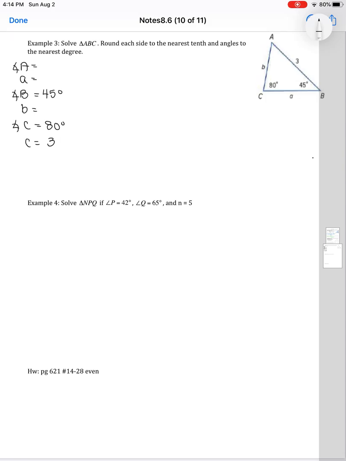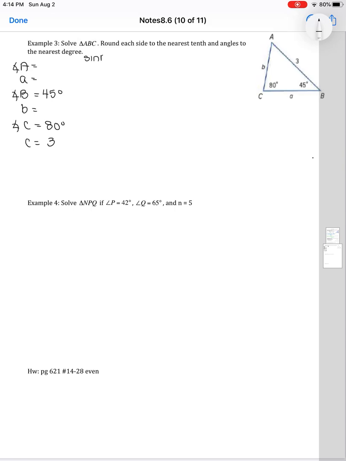So what we have to do is say, all right, I've got to find what's missing. So I'm only going to use the law of sines though. I know there's other ways, but for right now, let's just focus on practicing with the law of sines. So the law of sines from the previous page, it was three ratios.